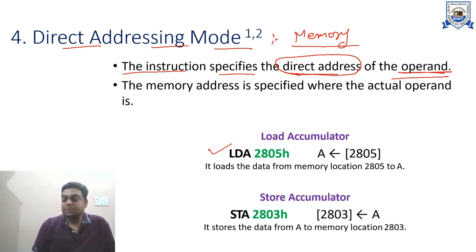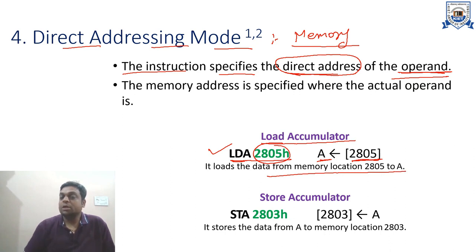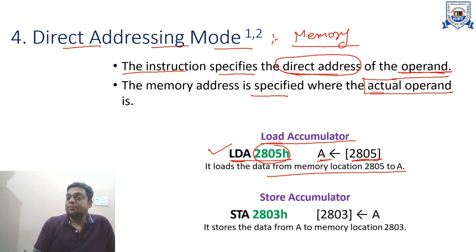Like the instruction specifies here LDA 2805H, which means that this is the address of the operand. LDA stands for load accumulator. So we will load the content of this memory address into the accumulator. It loads the data from the memory location 2805 to A. The memory address is specified where the actual operand is placed.